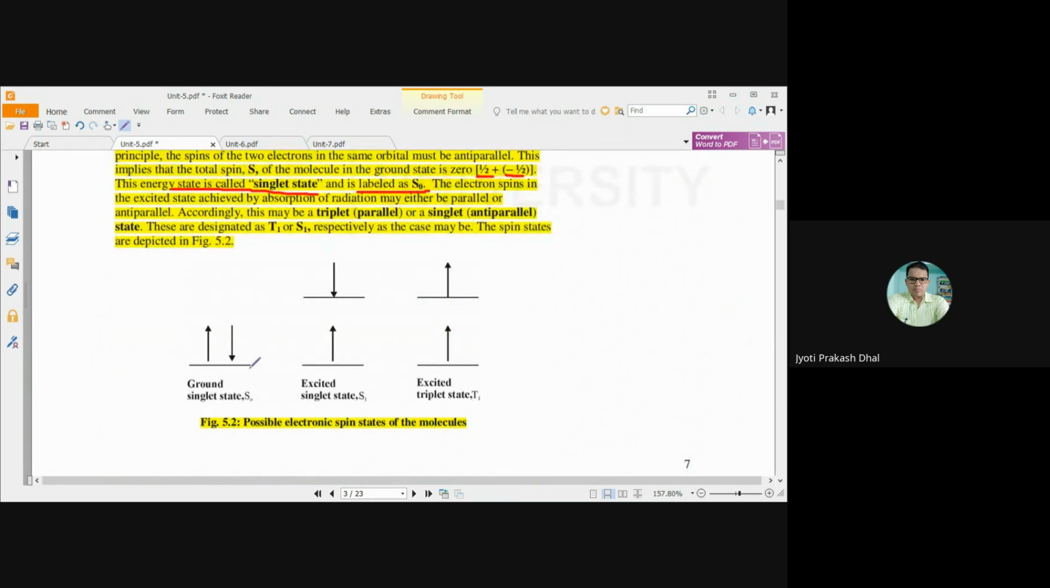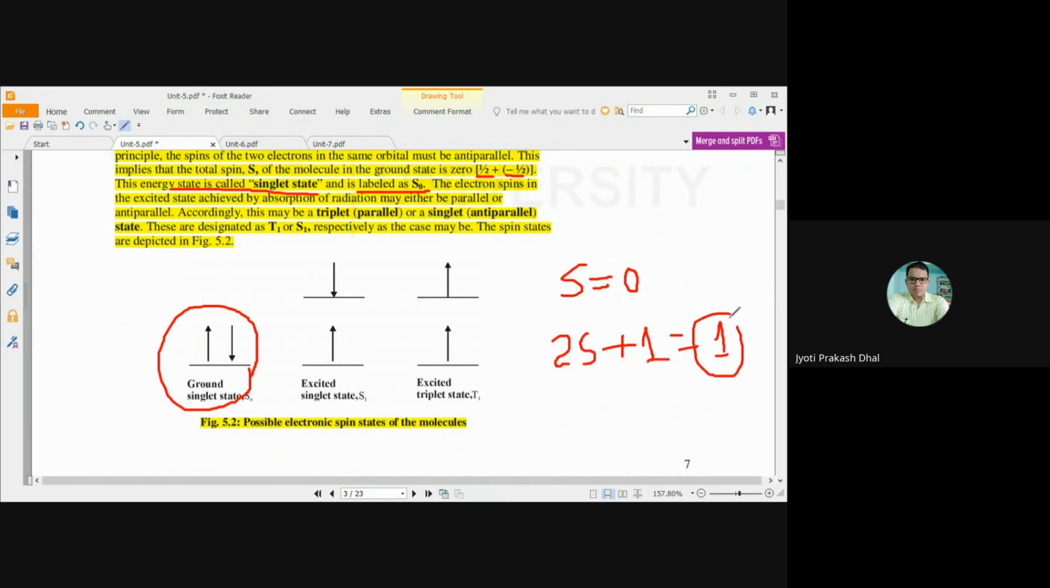Because the two electrons present in the ground state will be antiparallel to one another, and hence the total spin will be plus half minus half, that is equal to 0. So the total spin will be 0, and according to the formula of multiplicity, 2s plus 1, that is 2 into 0 plus 1, which is equal to 1. So that's why this state is called a singlet state.